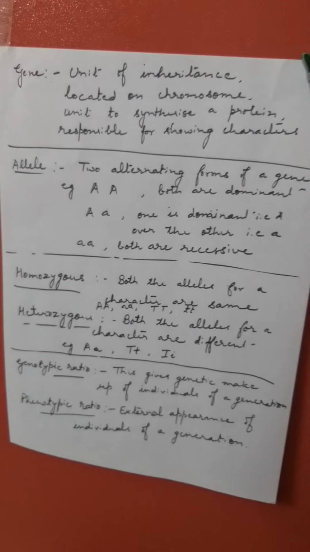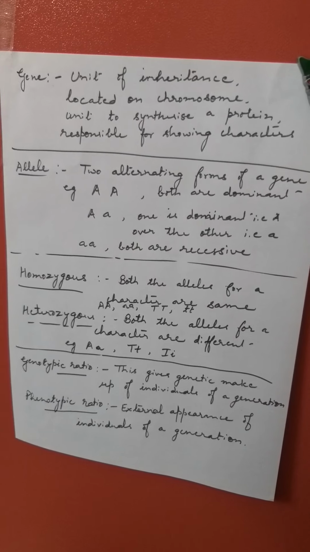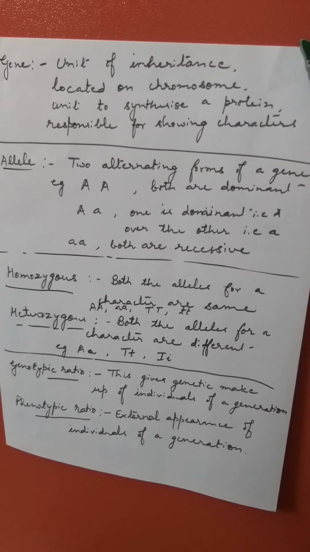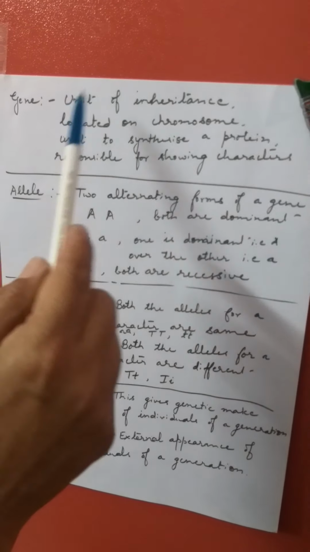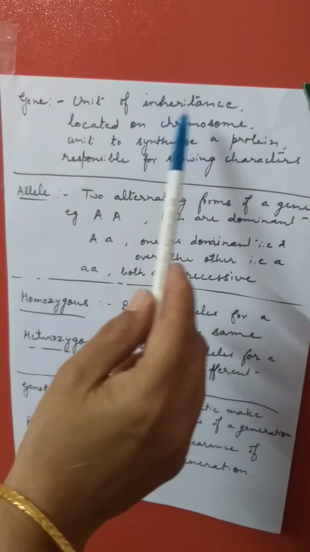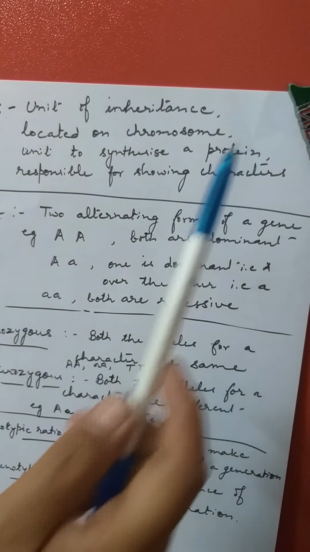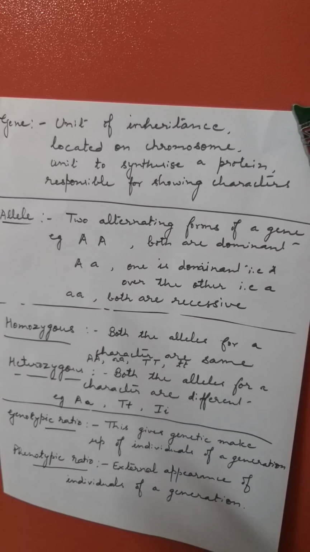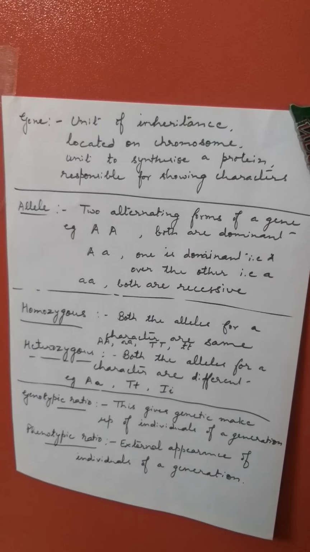Hello students. In continuation with the previous lecture, we are going to start today with some important terms which are relevant over here. First is gene, the unit of inheritance. It is located on the chromosomes. It is also called the unit to synthesize a protein. It is responsible for showing the characters in an individual.